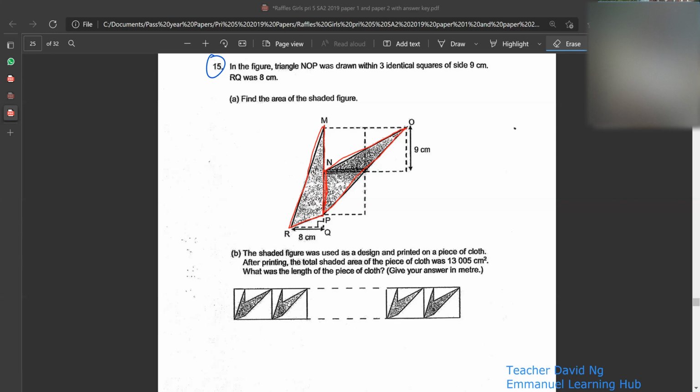MN is 9, right? Simply because the question explicitly mentioned 3 identical squares.